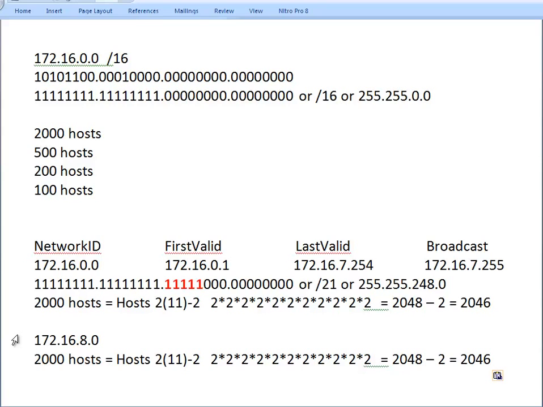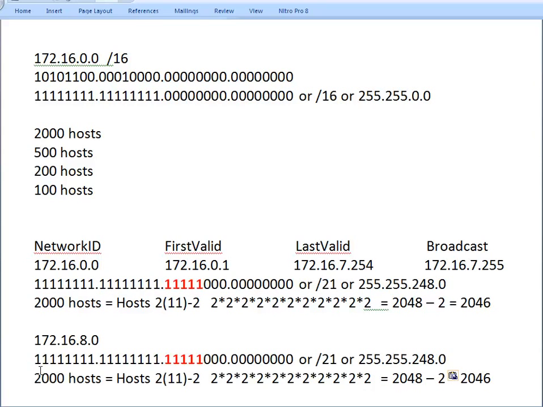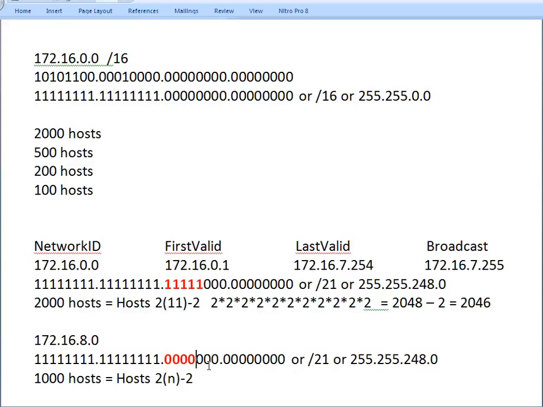Okay. Next one, we're going to need 1000 hosts. I'm just going to copy and paste some stuff. So 1000 hosts. I'm going to change this to n. Okay, change this back to 0, 1, 2, 3, 4, 5.